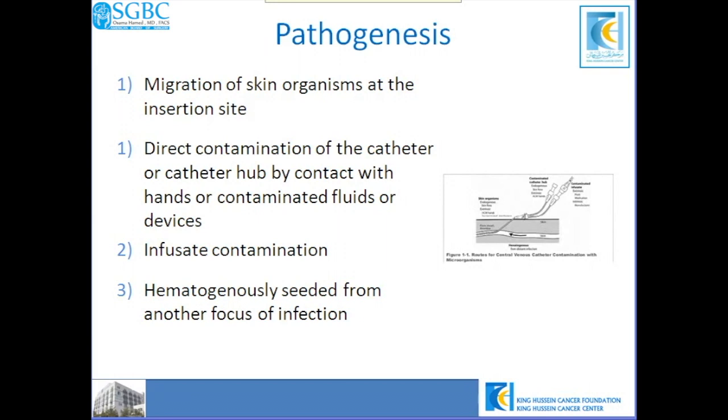We have the direct contamination from the daily use of the central line by contaminated hubs. And we have the infusate contamination, which is very rare, and rarely the hematogenous spread from infections elsewhere. If you see, everybody of us can contribute to this pathogenesis. Those who insert, those who maintain, those who use, and even the pharmacy who prepare the infusate. So we can all participate at some point in a central line infection.